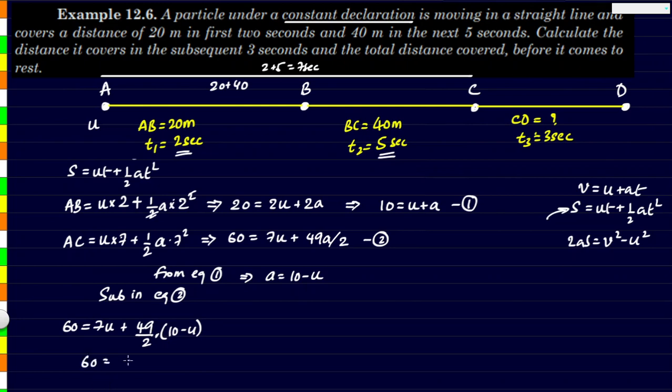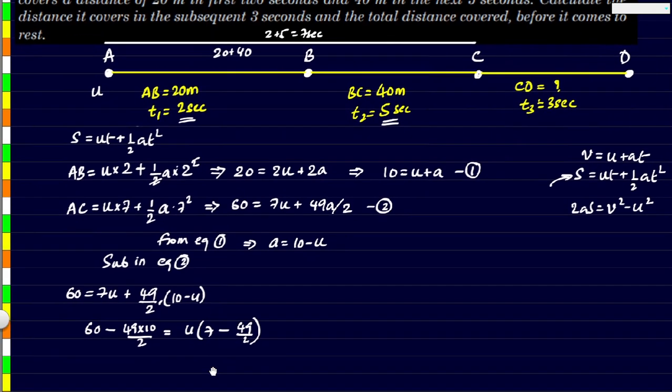So 60 equals U, if you take common, we're getting 7 plus 49 by 2. So this value will go on the other side: minus 49 times 10 over 2, that will be equal to, now U can be taken common. What remains inside is 7 minus 49 by 2. Fine. So with this we will be able to get the value of U.